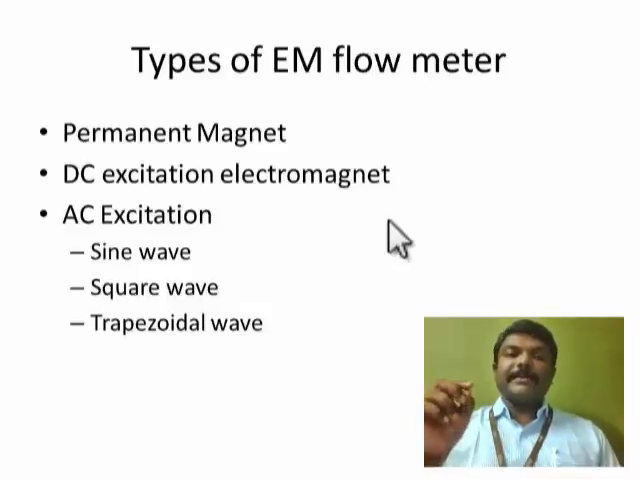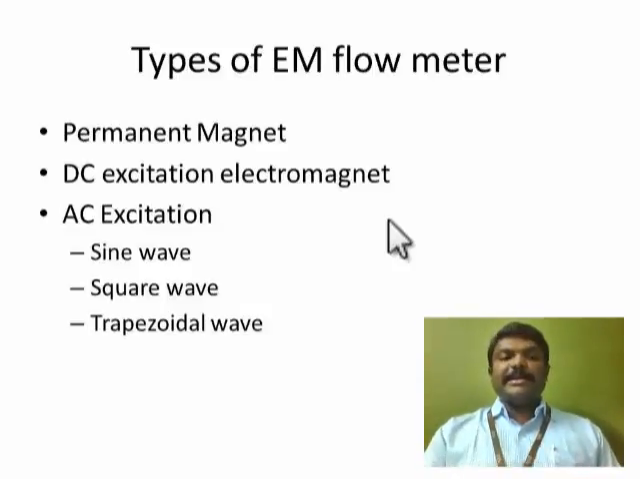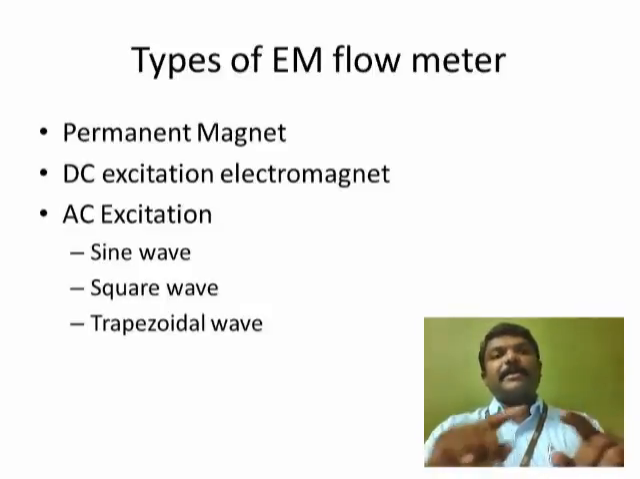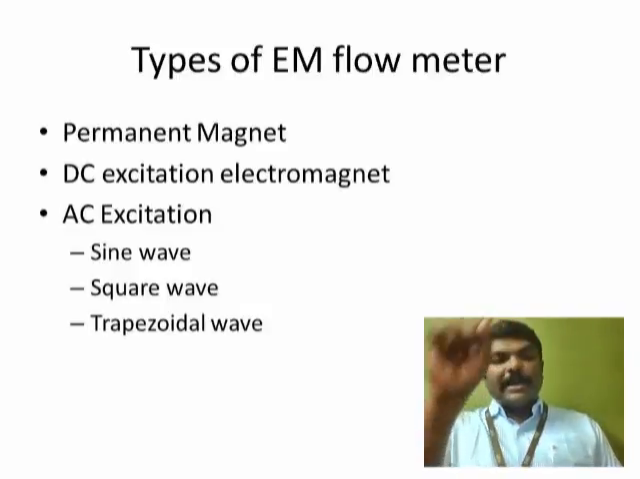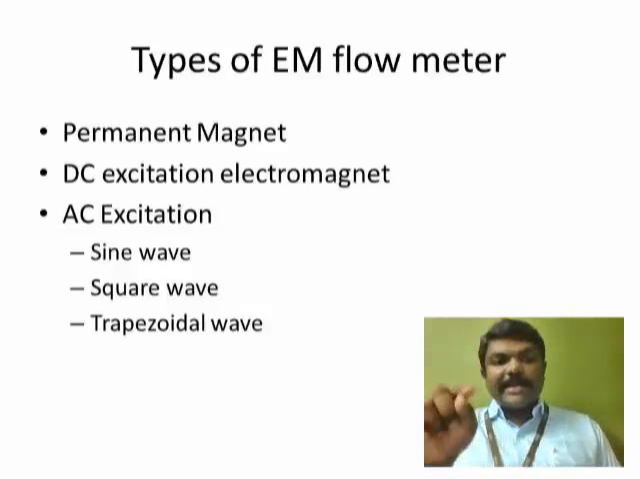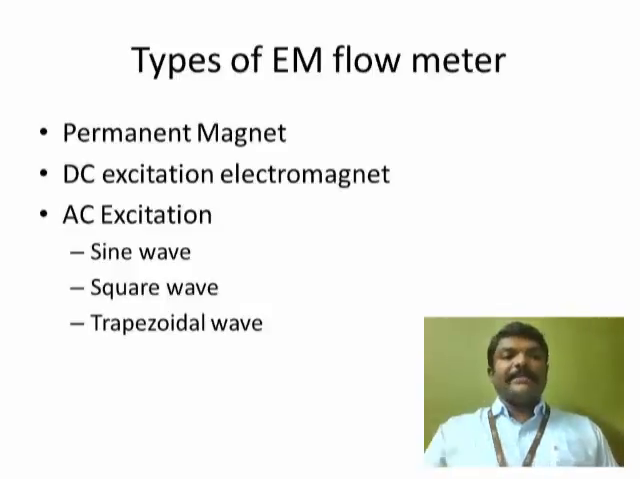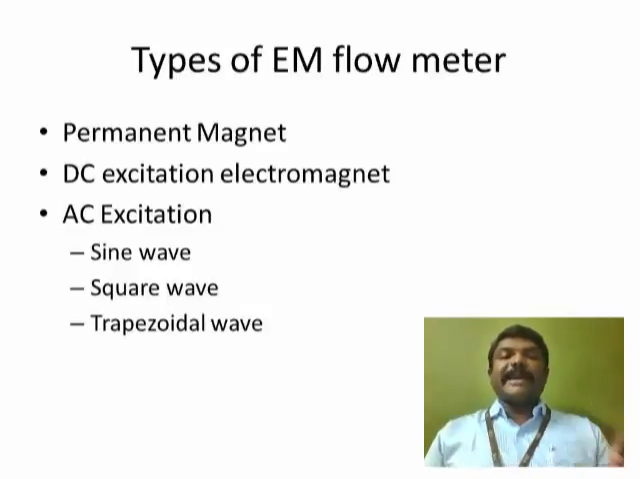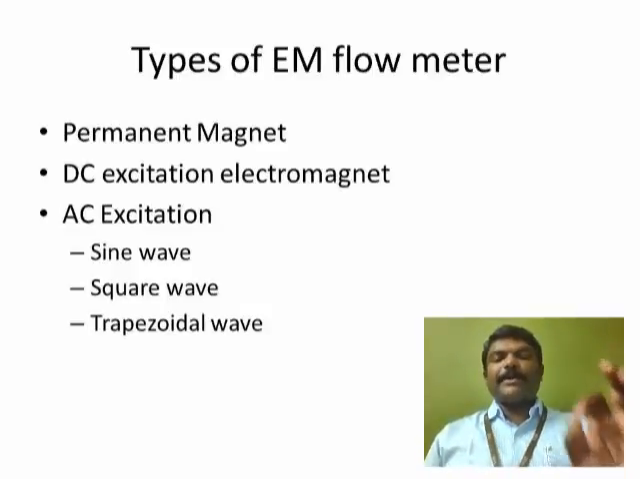What kind of current you give to the electromagnet is called AC excitation, alternating current. Alternating current means it's pulsatile. So what kind of current are you giving: a sine wave, a square wave, or other waves, such as trapezoidal waves and many different waves. Now the basic wave is a sine wave. When you give a sine wave, what will happen? We'll see.